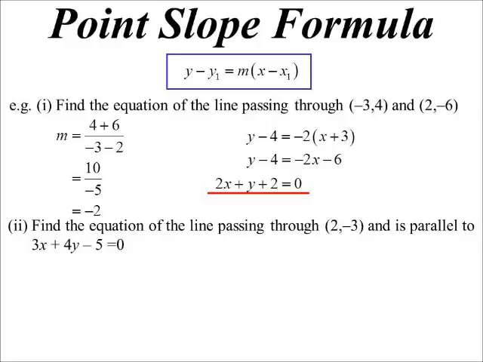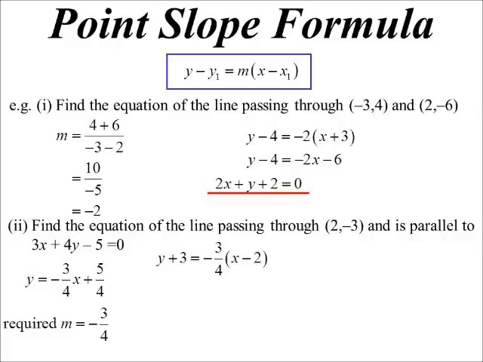Same slope. Okay, so we got 3x plus 4y minus 5 equals 0. Slope of that, I'll just rearrange it, there you go, minus 3/4. So we know it's going to have the same slope. We want to use minus 3/4. We have a point. We have a slope. Point slope formula. Play around with that, and there's our answer in general form.